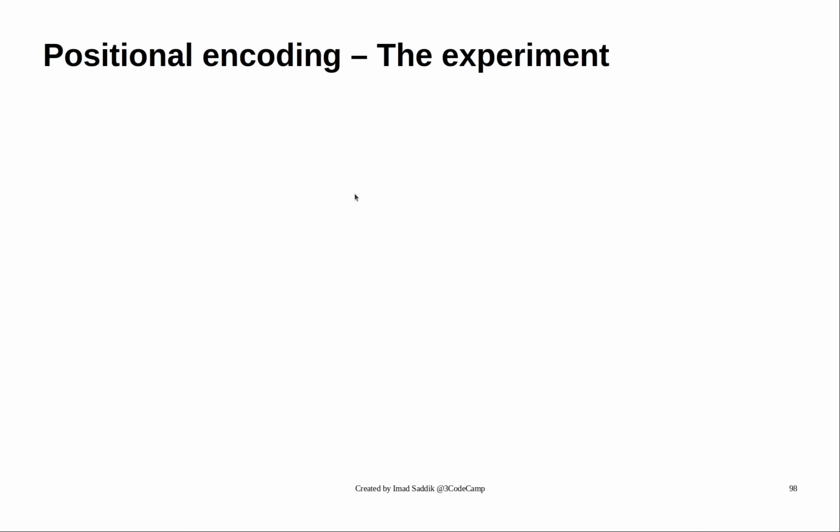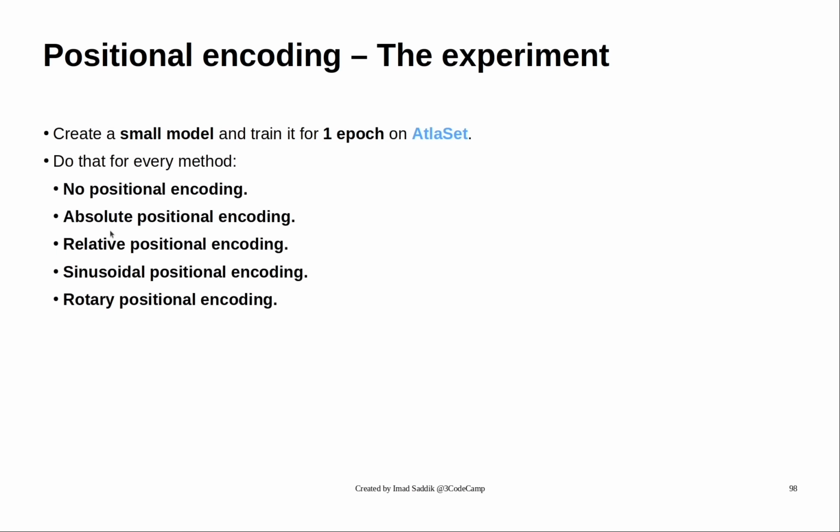Now that we have seen all the methods, let's test them. I will train a small model using the Atlas set dataset, and to save time, I will only train for one epoch for each method. So here are the methods that we are going to test. We are going to test no positional encoding, absolute, relative, sinusoidal, and rotary positional encoding. After each run, I will save the training and validation losses so we can compare them.